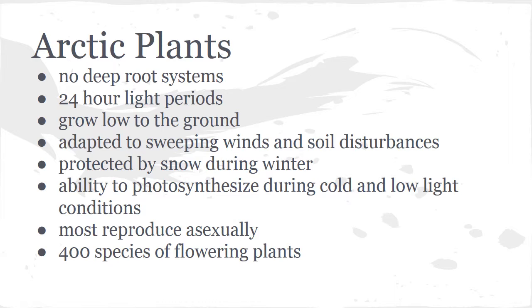Generally, Arctic plants do not have deep root systems. Because of the occurrence of 24-hour light periods, there are booms of growth. Most of the plants grow low to the ground, and they're adapted to the sweeping winds and disturbances in the soil. During the winter, they're protected by snow, and they have the ability to photosynthesize during cold and low light conditions. Most reproduce asexually by budding and division, and there are approximately 400 species of flowering plants.